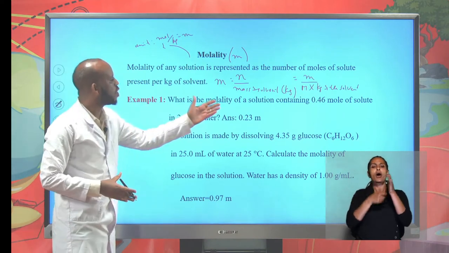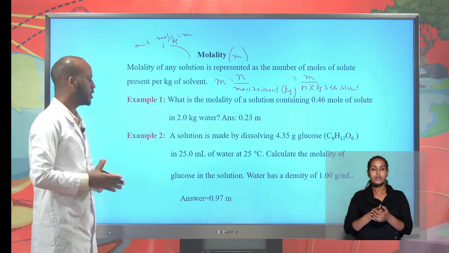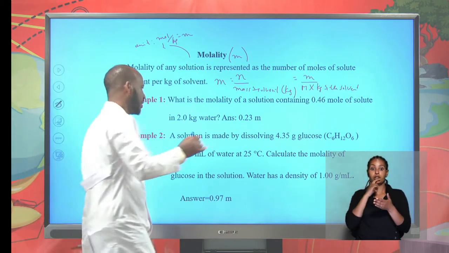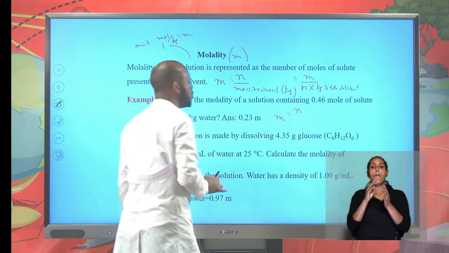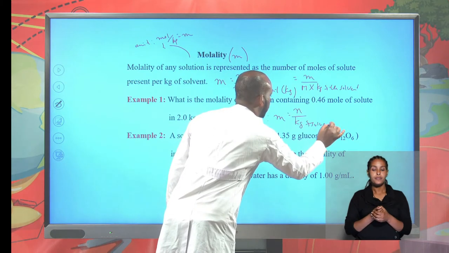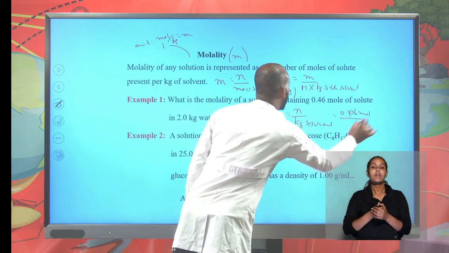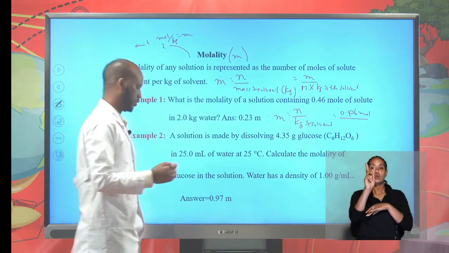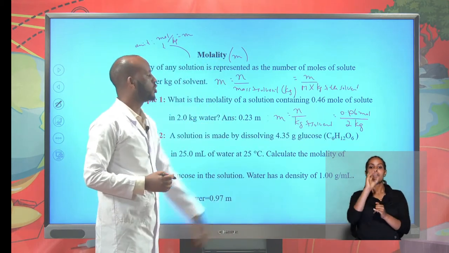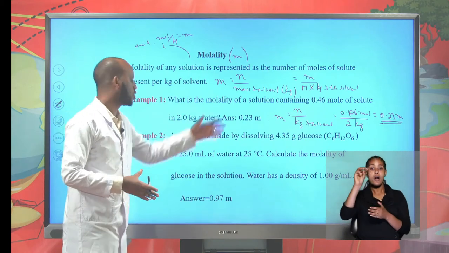For example, what is the molality of a solution containing 0.46 mole of solute in 2 kilograms of water? You are asked to calculate molality of a solution. One way of expressing concentration of a solution is using molality. Therefore, molality equals number of moles of solute divided by kilograms of solvent. Number of moles of solute is 0.46 mole, divided by 2 kilograms of water. 0.46 divided by 2 is 0.23, equal to 0.23 molal. This is the molality of this solution.